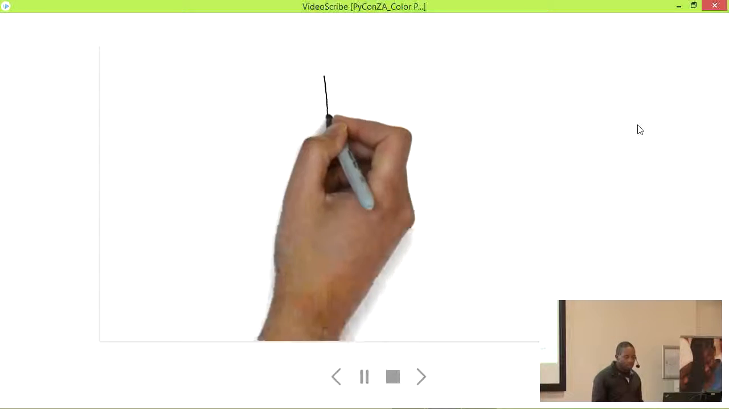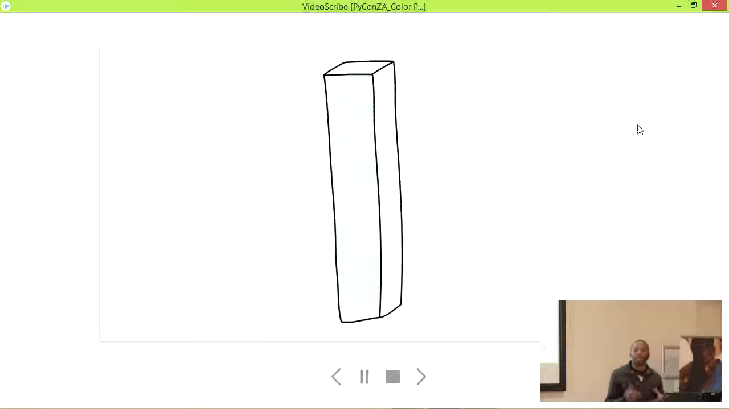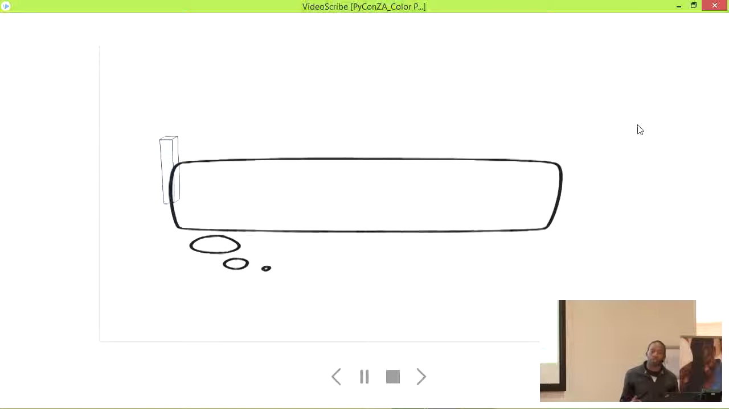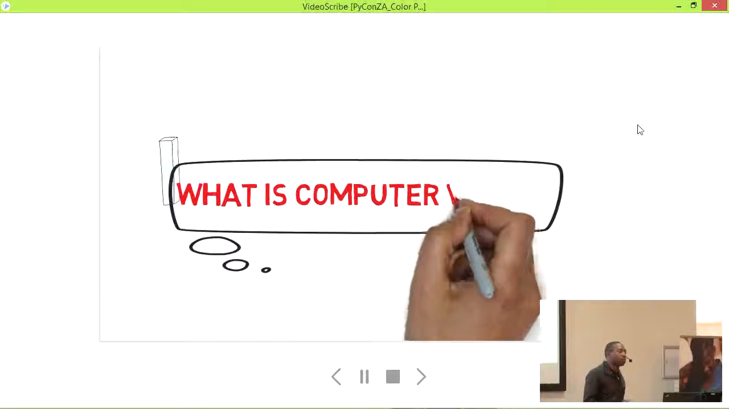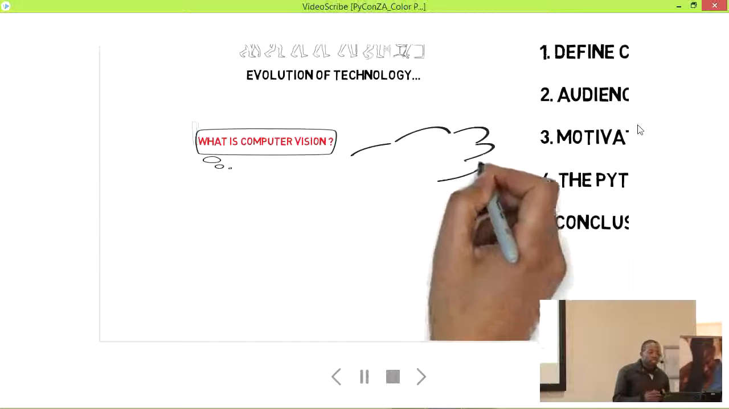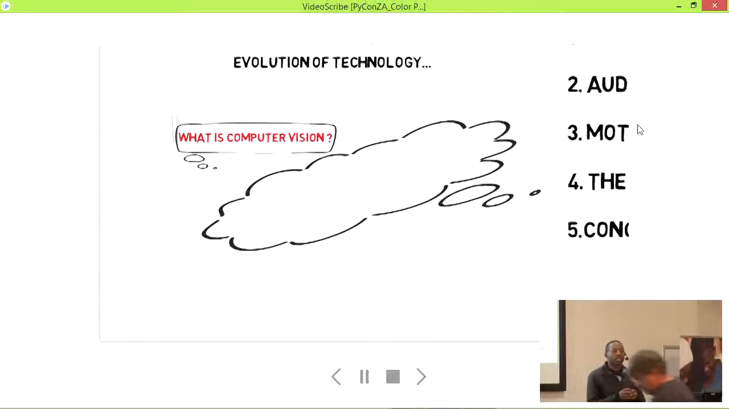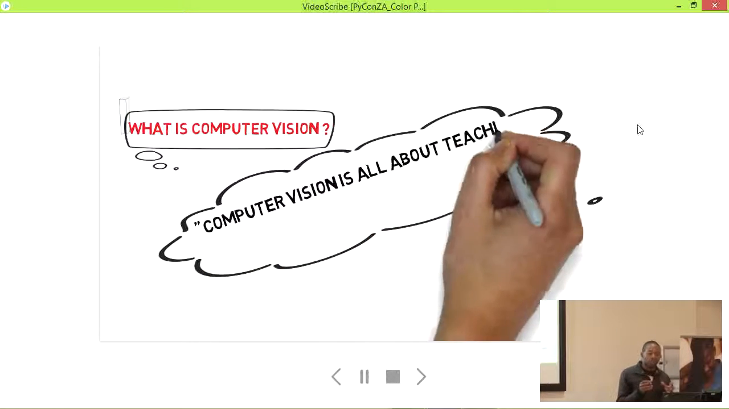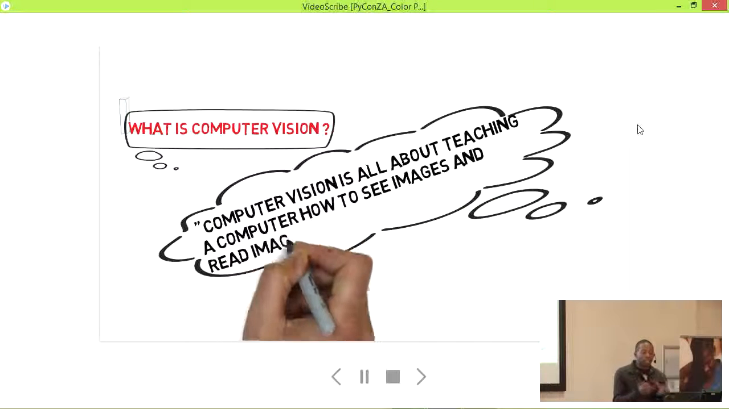Okay, so the first point that I'm going to look at is defining computer vision. I know a lot of you are wondering, what is computer vision? It's a question I get asked a lot every time I tell people, hey guys, guess what? I'm studying computer vision. It's a science, and it really looks at how we can get a computer to understand images. How can we get a computer to see images, read them, and understand and interpret them?